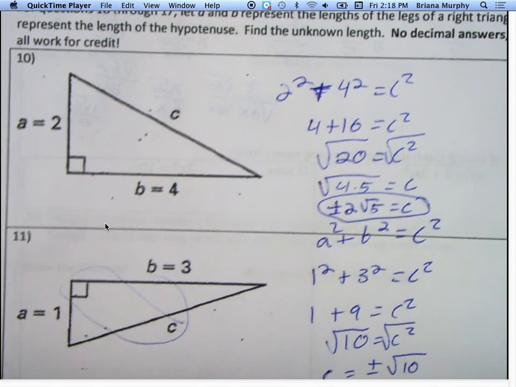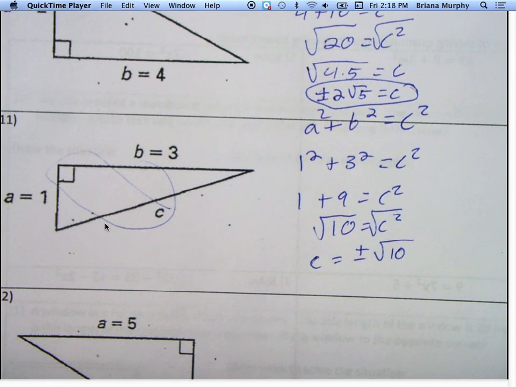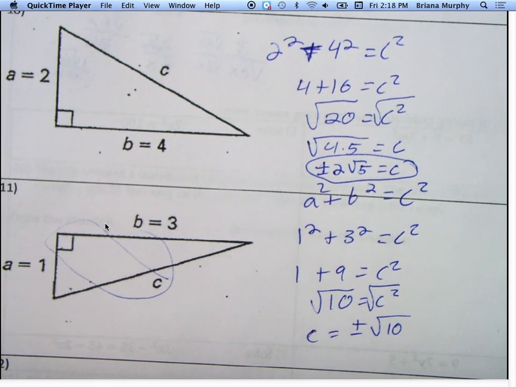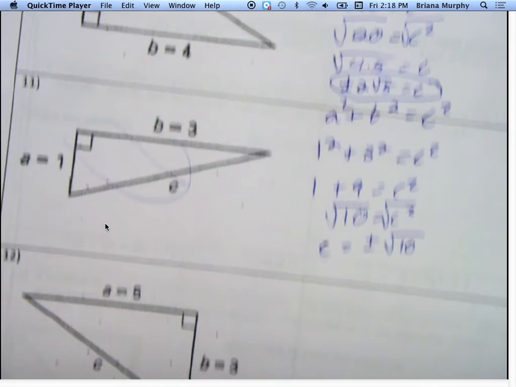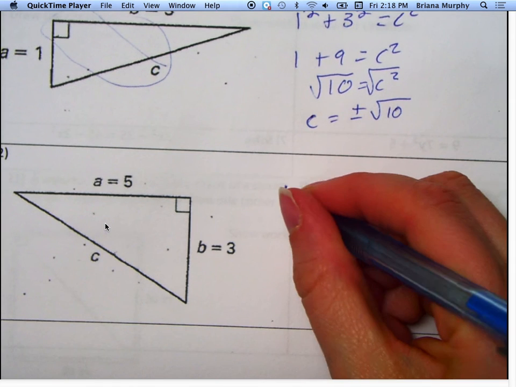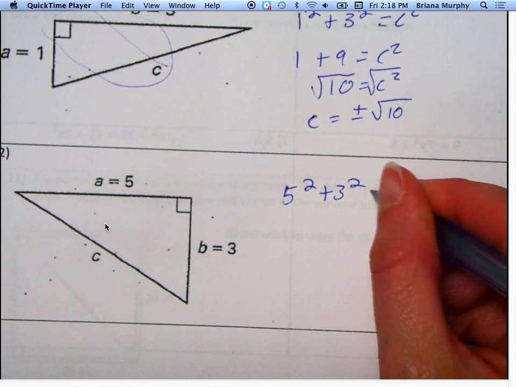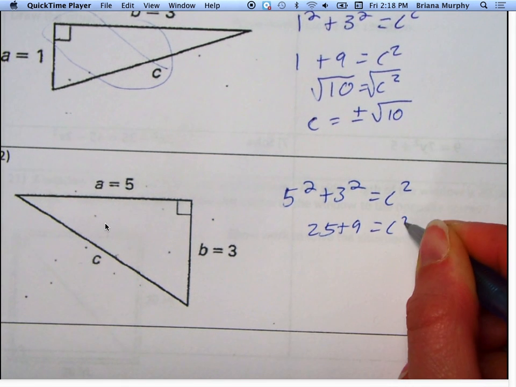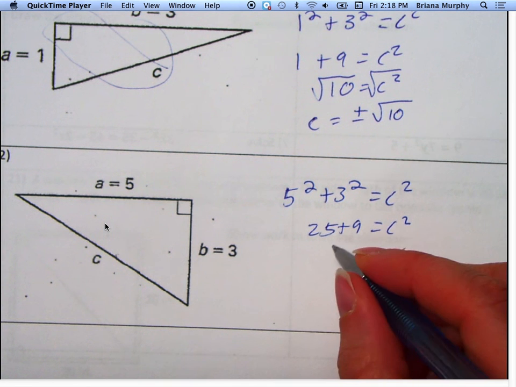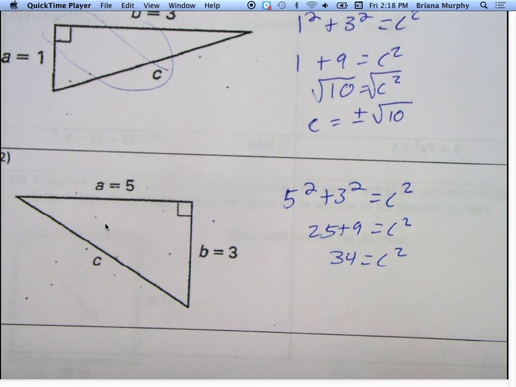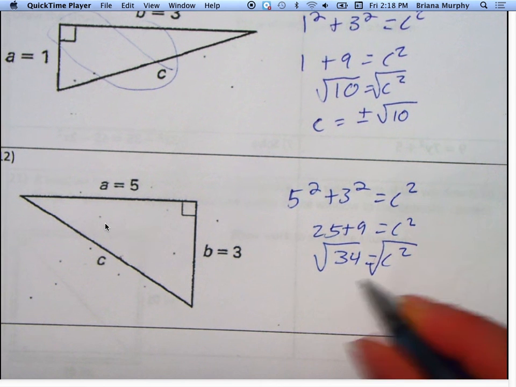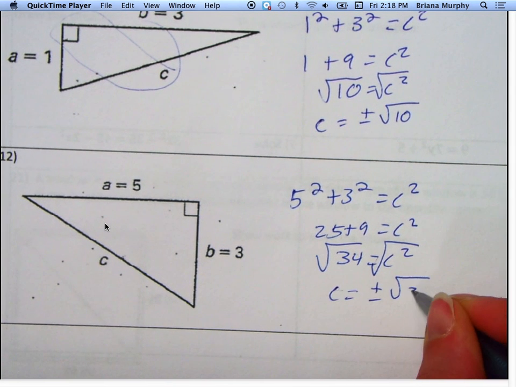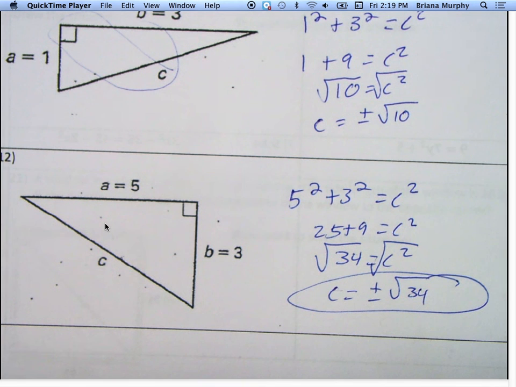Okay, for 12, we should get 5 squared plus 3 squared equals c squared. So you should get 25 plus 9 equals c squared. 25 plus 9 is 34 equals c squared, and then you're going to do the square root. So c equals plus or minus the square root of 34 because nothing goes into 34. Okay, I'm going to do one of the word problems then.